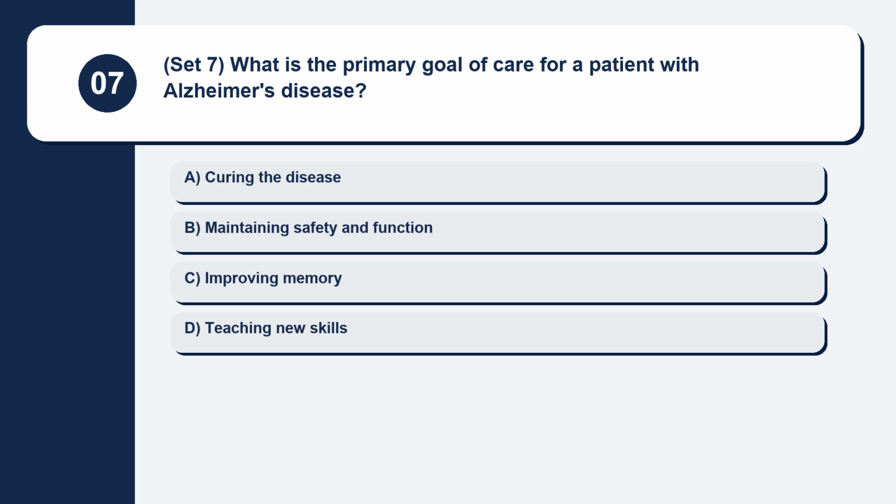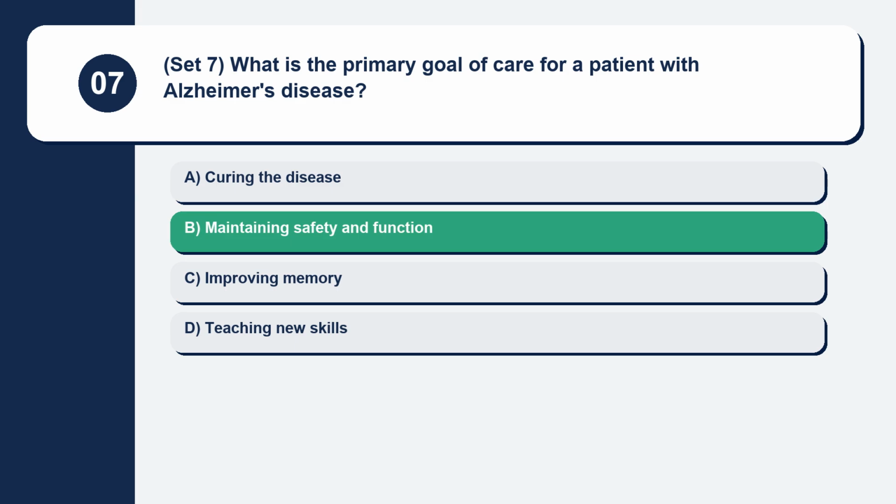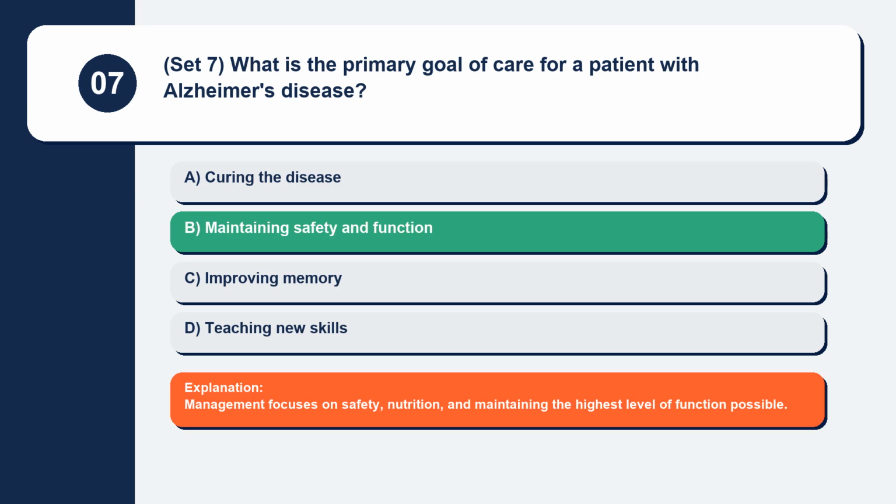Question 7. Set 7. What is the primary goal of care for a patient with Alzheimer's disease? Curing the disease, maintaining safety and function, improving memory, teaching new skills. Management focuses on safety, nutrition, and maintaining the highest level of function possible.